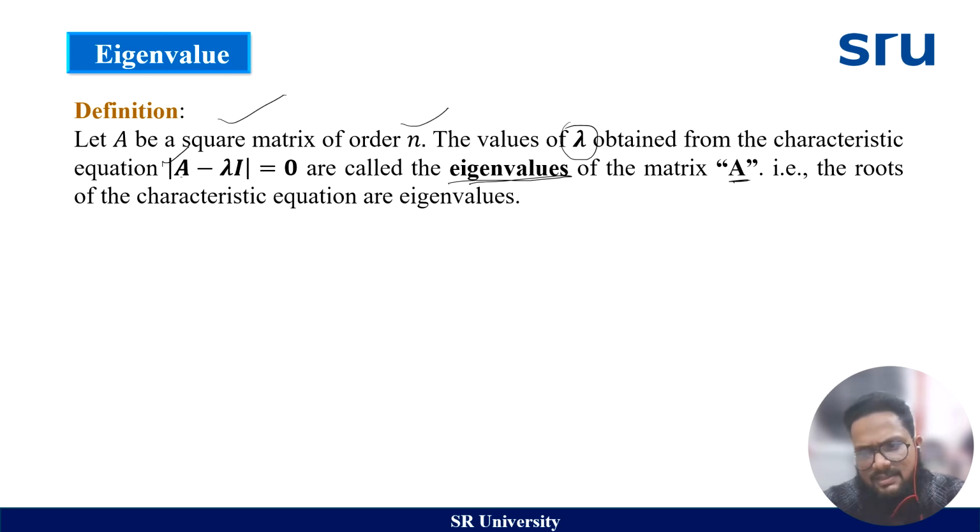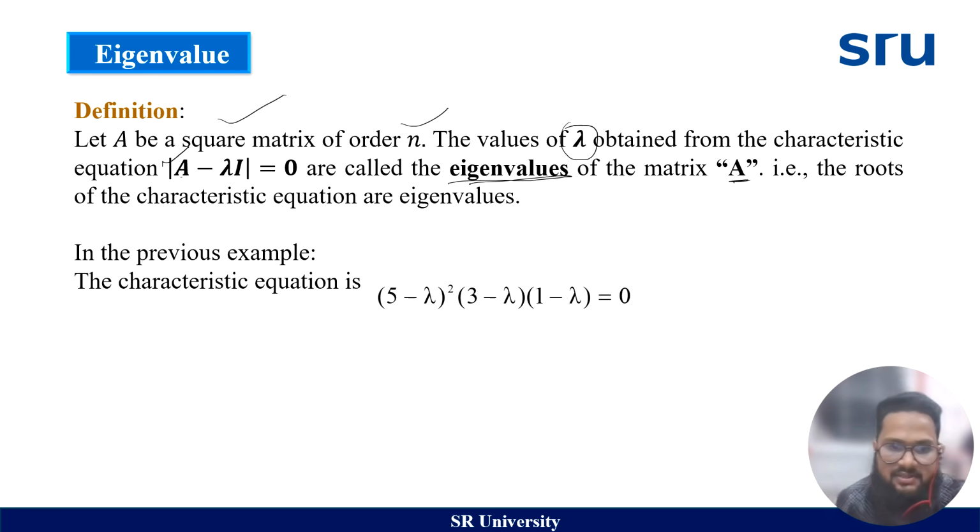Now if you see the previous example, in the previous example this was the characteristic equation. If you remember, (5 minus lambda) twice, (3 minus lambda), (1 minus lambda). I showed you that in the previous example of the upper triangular matrix. Now this is the characteristic equation. I already told you that was a 4 by 4 matrix, so definitely you will get a 4th-degree characteristic equation.